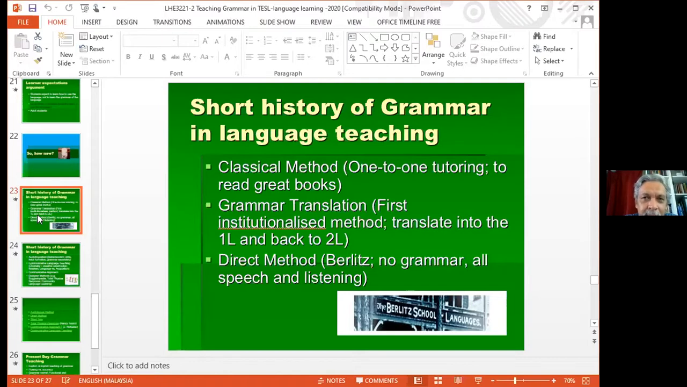So it is not primary. Grammar is not primary. Grammar is not the first thing that you look at, although it is important in the classical method.